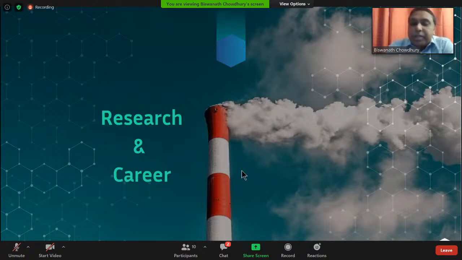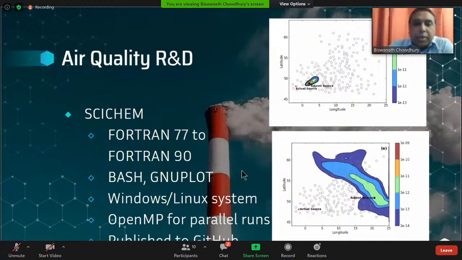After graduation, I joined a research company in Princeton, New Jersey, which developed air quality models. In this case, this team was developing the air quality model using Fortran 77, and that's when they decided that we need to move to a newer version, and we started moving the whole model to Fortran 90.